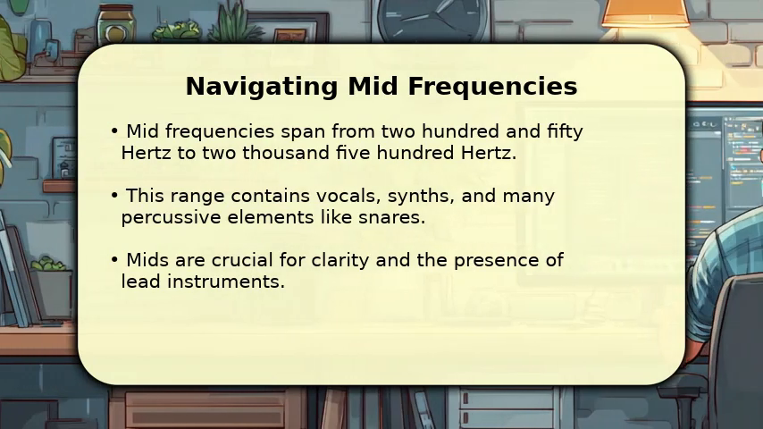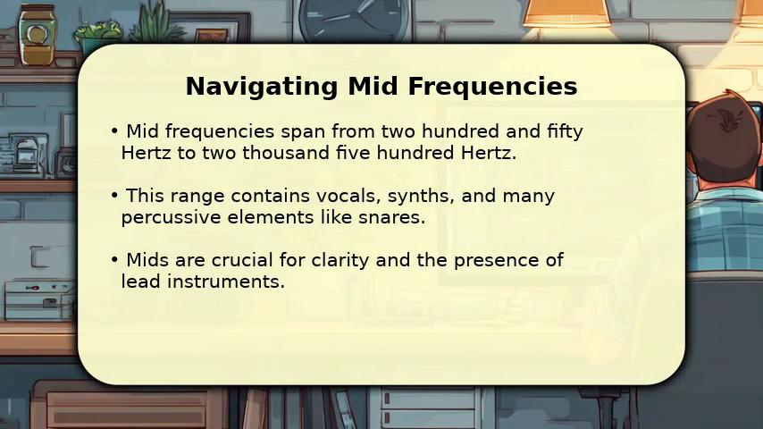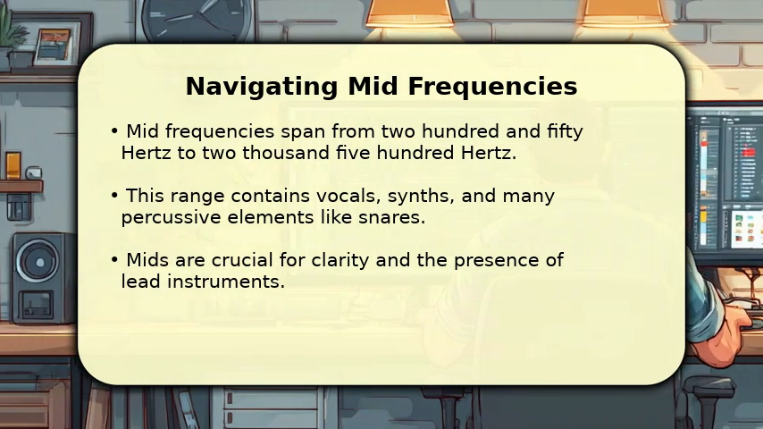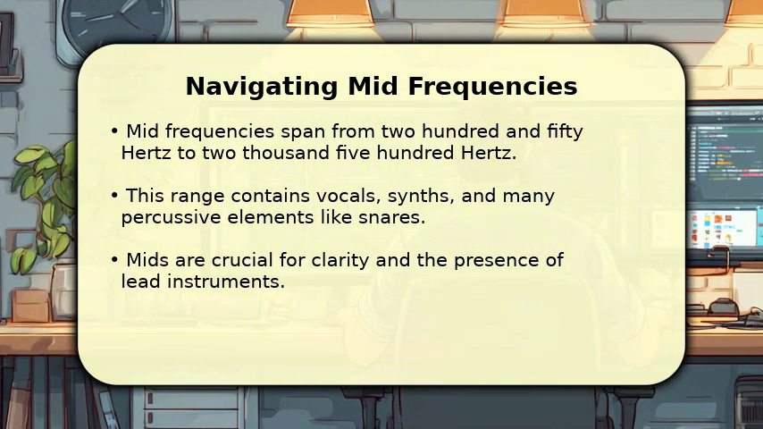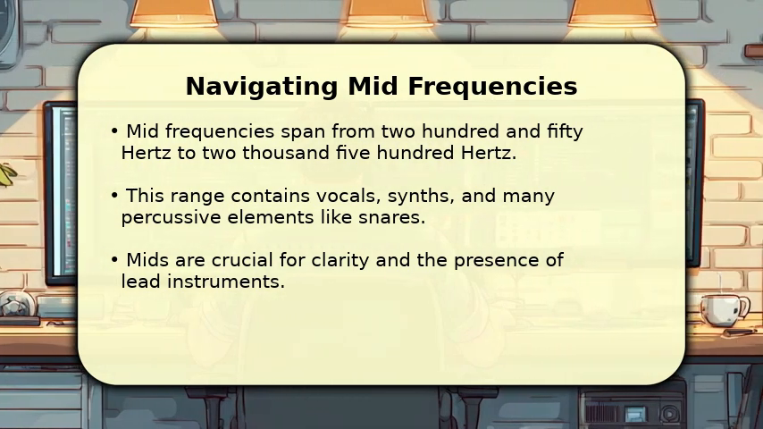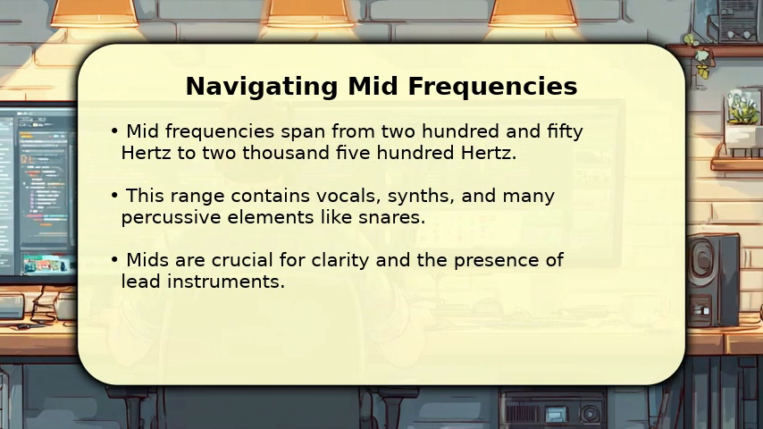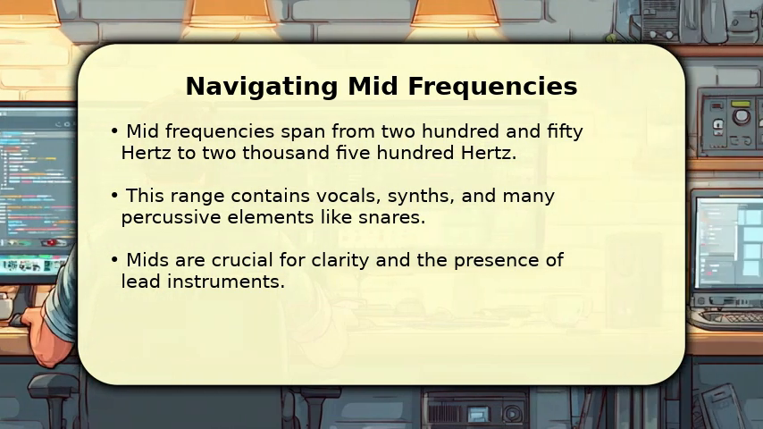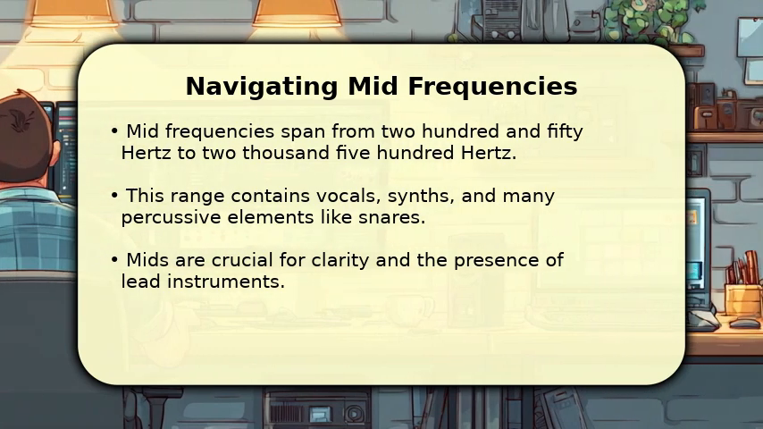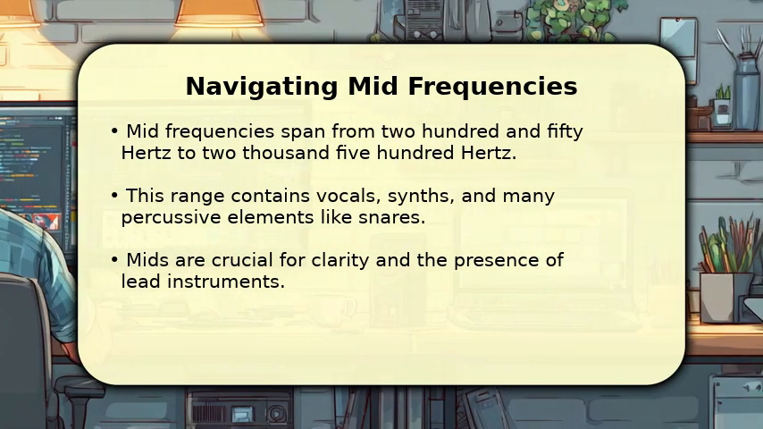Next, we have the mid-frequency control, covering roughly 250 Hz to 2500 Hz. This is a critical range for vocals, lead synths, and many percussive elements like snares. Too much mid can make your mix sound boxy or harsh, while too little can make it sound hollow. Adjusting the mids carefully helps your tracks blend smoothly, ensuring each element has its space without clashing.